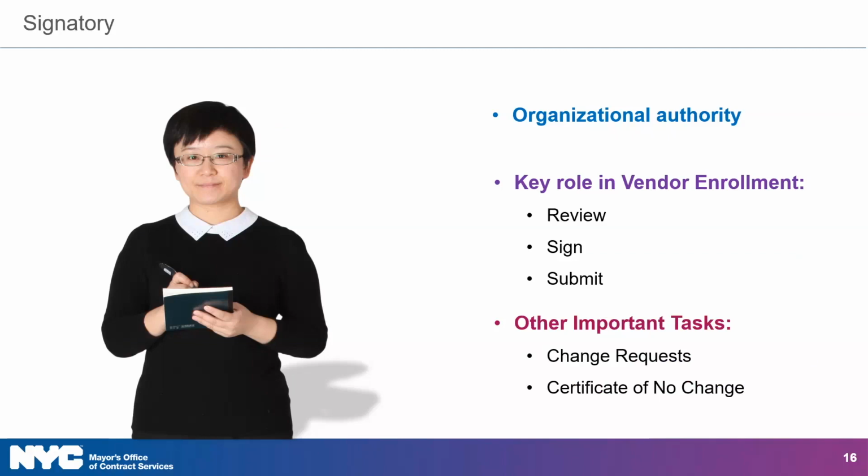A change request is a process for changing your organization's basic information and disclosures in Passport after the vendor enrollment package has been filed. A certificate of no change is needed with every new contract or every 3 years. It just confirms that the organization's information in Passport is correct and that no changes are needed.